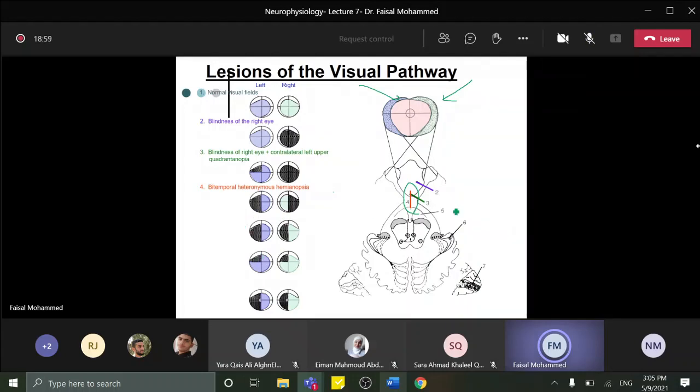bitemporal heteronymous hemianopia وحكينا هاي ممكن تصير in children اللي عندهم بيتيوتري تيومر، لانه التيومر بالبيتيوتري هو بده يطلع فوق will damage this area. بعدين if the optic tract is destroyed here will we have heteronymous hemianopia، اذا الرايت بصير ليفت واذا ليفت بصير رايت زي ما احنا شايفين هون. هذا هو bitemporal، هذا heteronymous hemianopia left side مثلا.